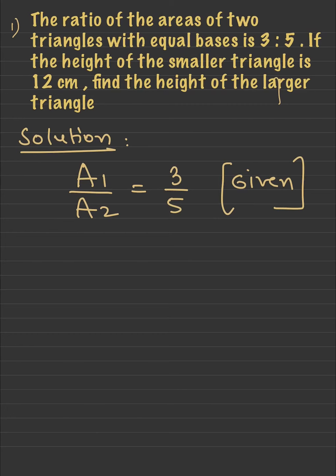That's given. Further, if the height of the smaller triangle is 12 centimeters. Now tell me, height of the smaller triangle means, should I take that value as h1 or h2, or I can take anything? This is very important. Please focus. They have said height of the smaller triangle, right? So height of the smaller triangle means I should take h1 value or h2 value. No, you can't take anything. You got to first check which triangle is the smaller triangle, which is the larger triangle.